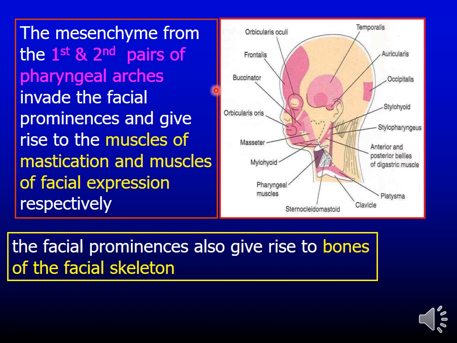Then the mesenchyme from the first and second pairs of the pharyngeal arches invades the facial prominences and gives rise to the muscles of mastication and muscles of facial expression, respectively. The facial prominences also give the bones of the facial skeleton.